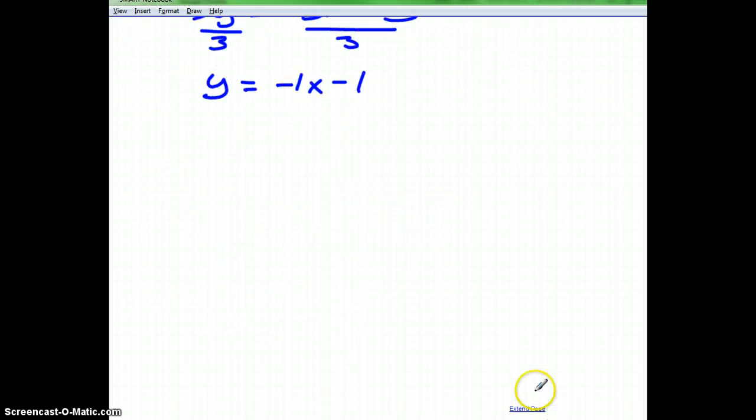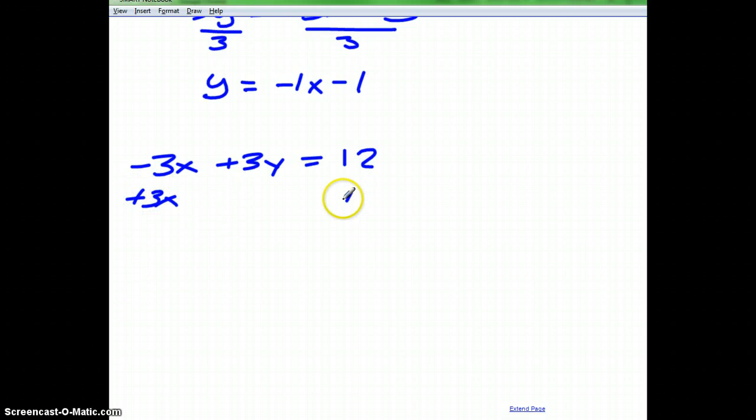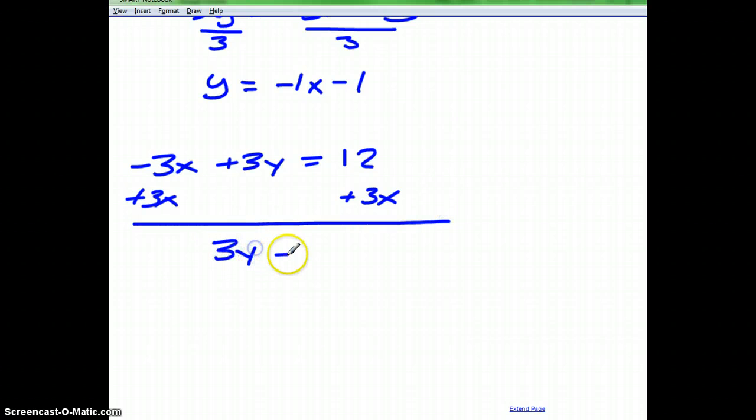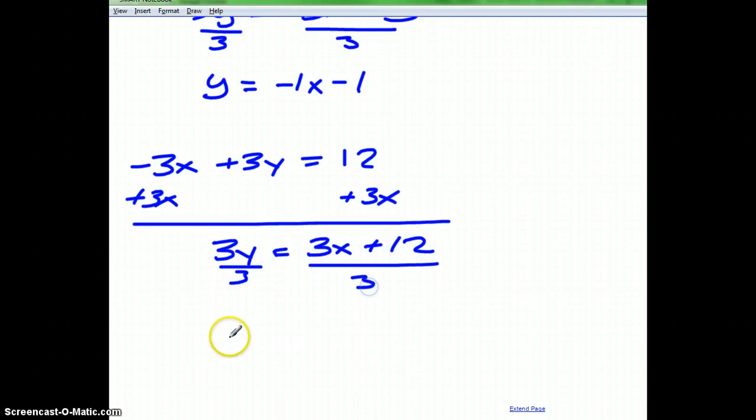The other equation was negative 3x plus 3y equals 12. So in this case, I'm going to add 3x to both sides. We'll get 3y equals 3x plus 12. Divide both sides by 3. And y is equal to 3 divided by 3 is 1x plus 12 divided by 3 is 4. Okay, so these are my two equations, my two lines.